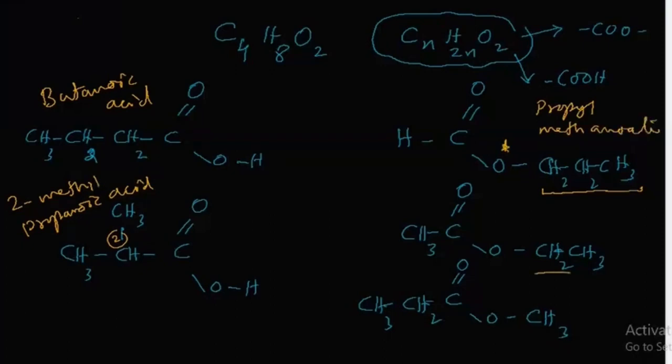Again, look at the carbon atoms. How many carbon atoms are attached with the single bonded oxygen? Two. So this is ethyl ethanoate. Now, here you have one carbon, so this is methyl, and you have three carbons which come from the carboxylic acid, so methyl propanoate.